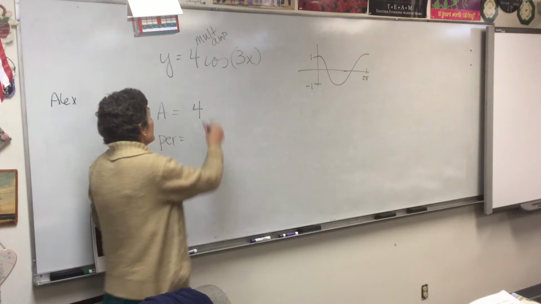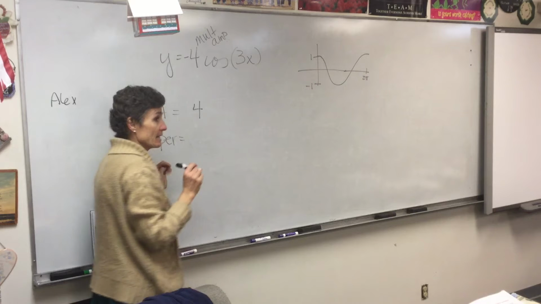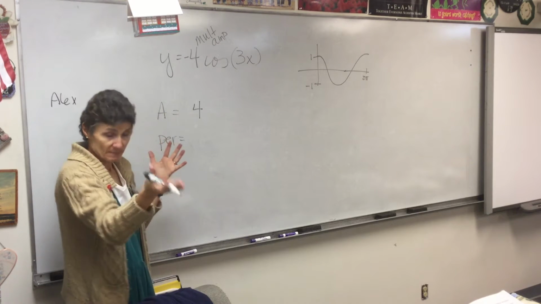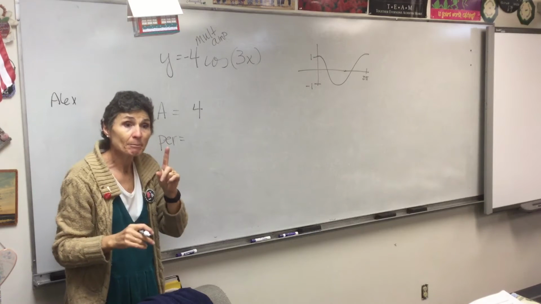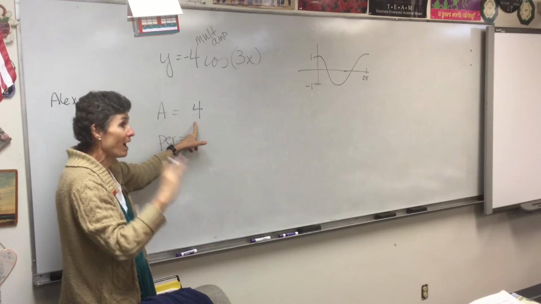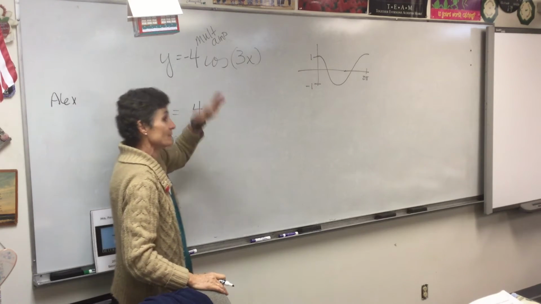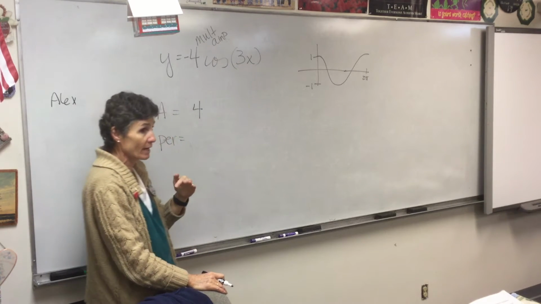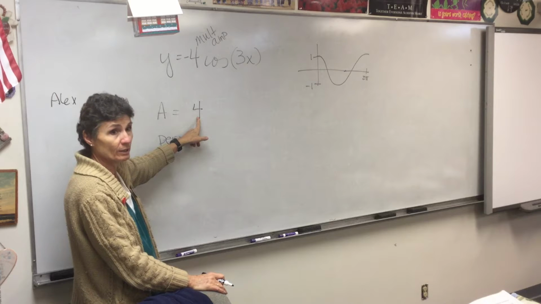Now be careful. It's possible that that is a negative number. Do you remember what that does? Flips it upside down. The amplitude would still be positive 4, because even if it's upside down, the hills are still up 4 and the valleys are still down 4, okay? Don't ever put a negative number here.